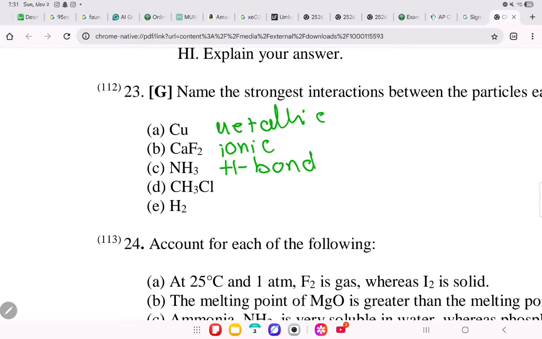CH3Cl. Okay, here for this one, it's a polar molecule, because if you drew it, you're going to get a tetrahedral shape. However, not all of the atoms are the same. So due to this, you will see that this is polar, so it will be PD-PD, so dipole-dipole. And E, the last one, is H2. The electronegativity difference is 0, so it's a non-polar covalent bond, meaning it's an LDF or ID-ID force. That's it for 23. We'll move on to 24.